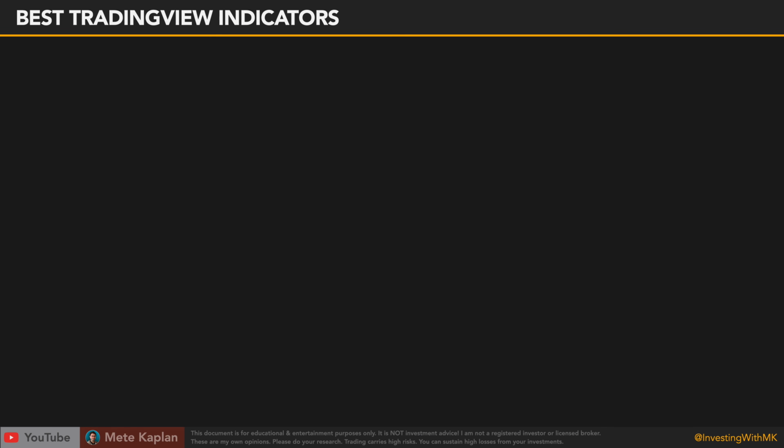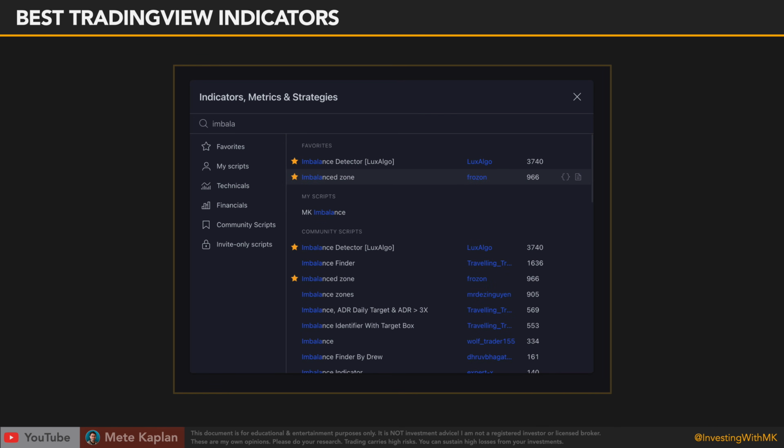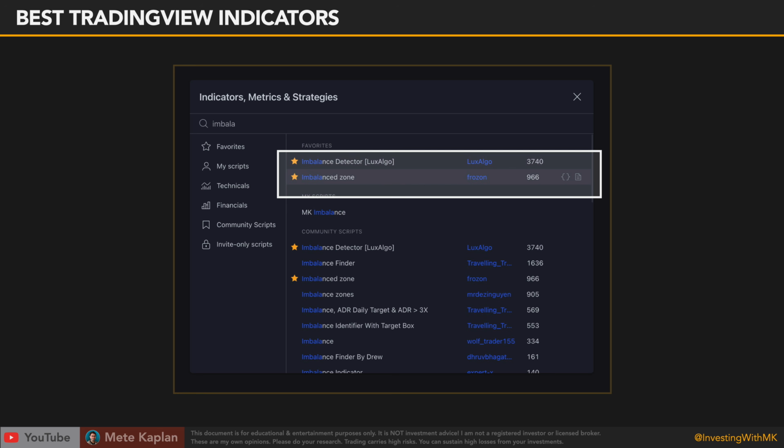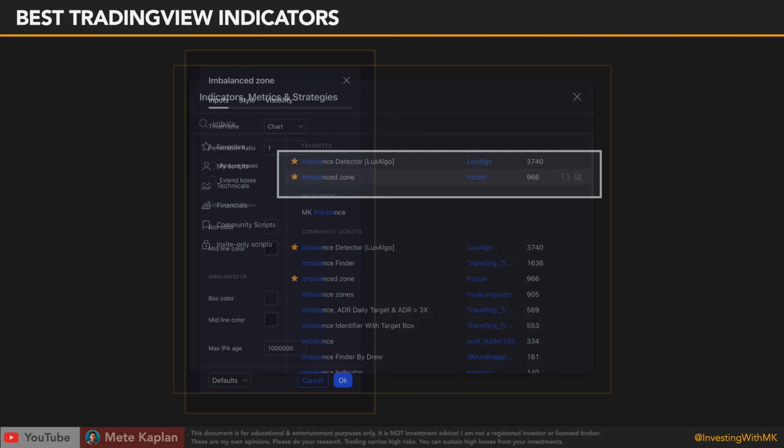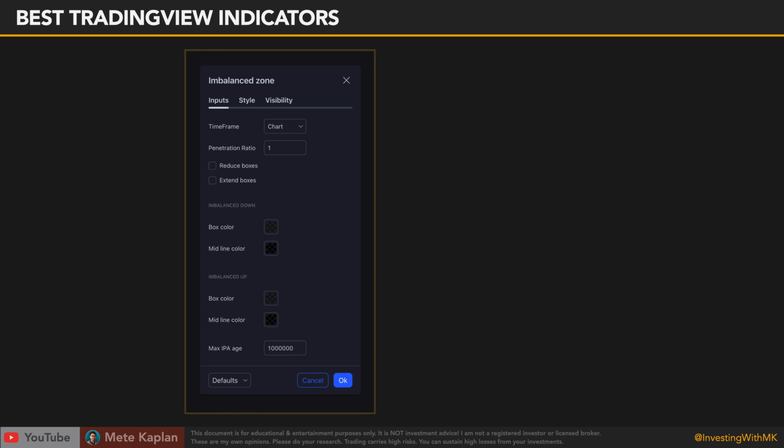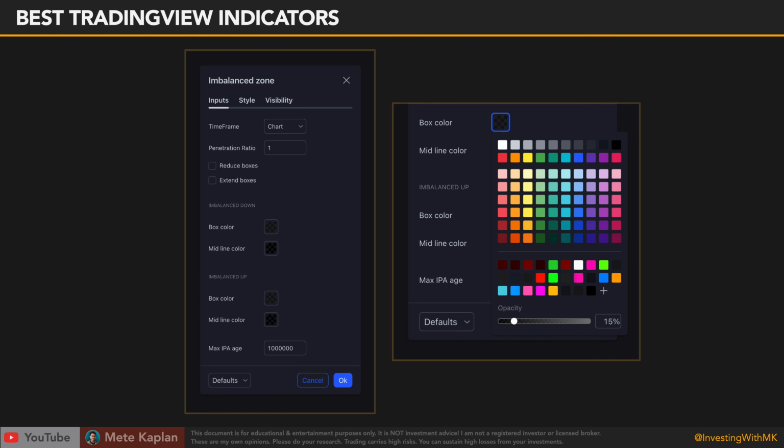My third indicator is actually another imbalance indicator called Imbalance Zone. Now you may wonder why in the world do I use two imbalance indicators at the same time? Do not worry, I will explain it soon. This is a very simple indicator with simple settings. You can copy and paste the settings from here. And my color choice is again very low transparency gray based colors.